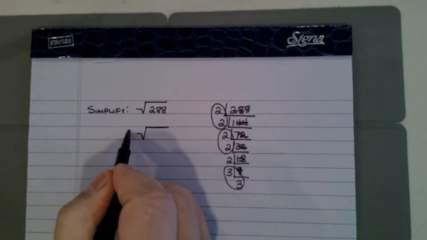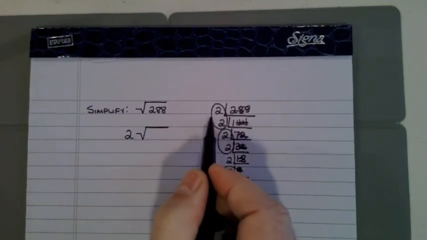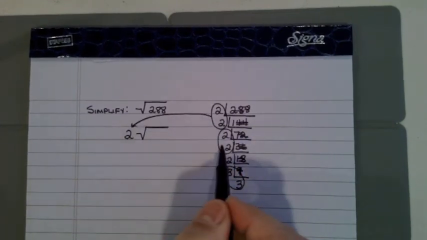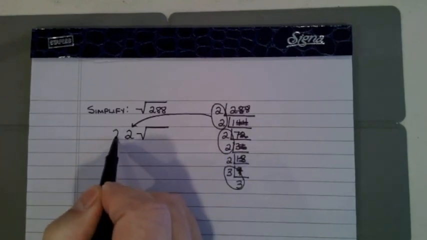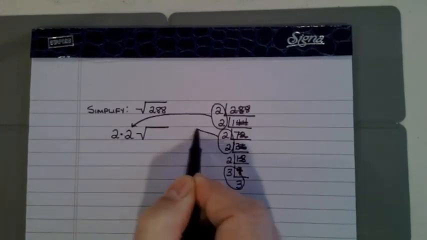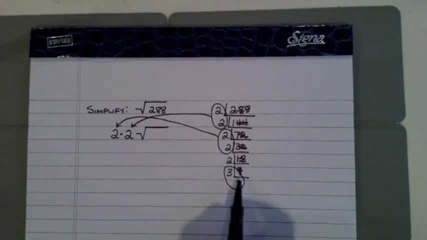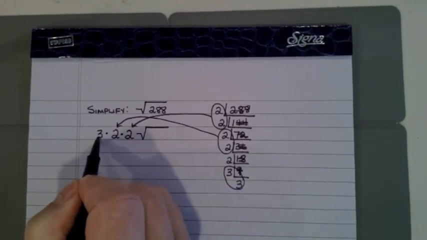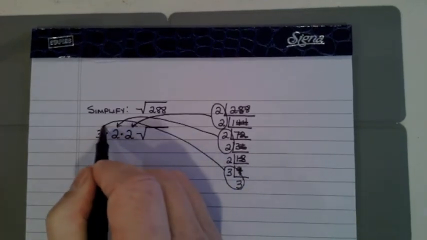This means I write 1, 2 on the outside. That's where this 2 came from. There's another 2 I write on the outside. And remember, I multiply these numbers together. That's where this 2 came from. And then there's a pair of 3s. I'm going to write that 3 on the outside. So that 3 goes right there.